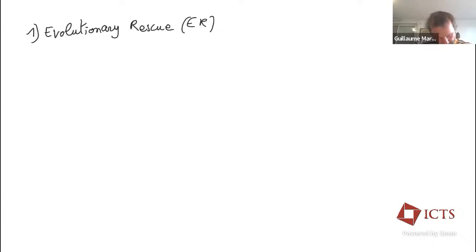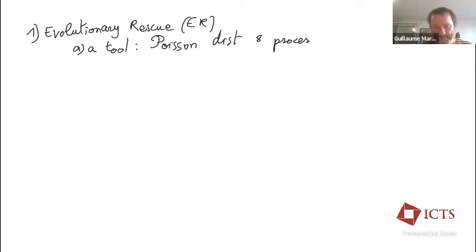I will deal first with a tool, and it's going to be a lot about tools first. A very important tool in evolutionary rescue is the Poisson distribution and process. So I will do a bit of revision for some, and for others maybe not revision, but I'd rather have those things clarified, and a bit of using Mathematica to compute those things.